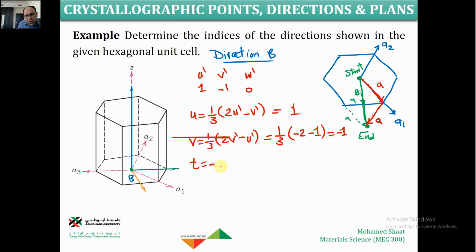And T will equal negative (U plus V). U equals 1, V equals negative 1, so this is going to give us 0. They're going to cancel each other. W equals W prime, which is already 0. So we're going to end up with 1, negative 1, 0, 0, all are integers. So there is no need to multiply by anything because there are no fractions. So we're going to end up with the vector as 1, negative 1, 0, 0. It is a double 0, I'm sorry. Okay, so this is going to be the 4 index crystallographic direction for the hexagonal crystal.